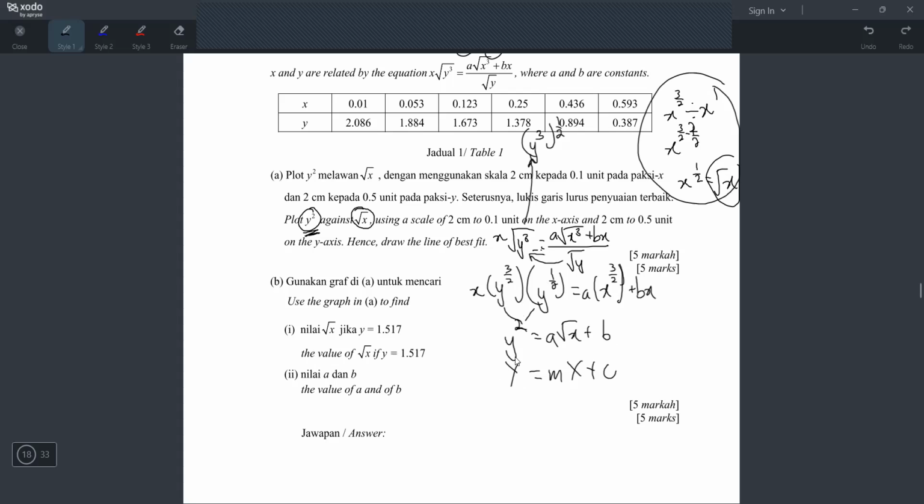Yeah, if you look carefully, the y-axis is y square, which already matches. The x-axis is square root x. Okay, same already. So it means the gradient is a, the y-intercept is b. All right. So I already successfully changed to linear form. Now only I can plot the graph.